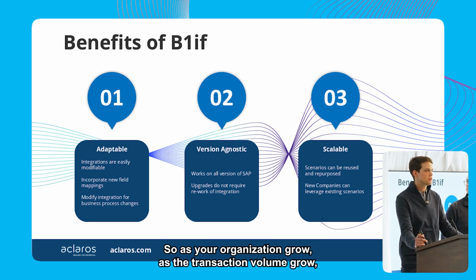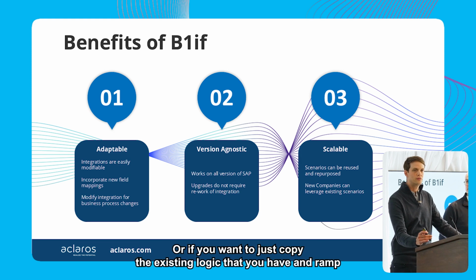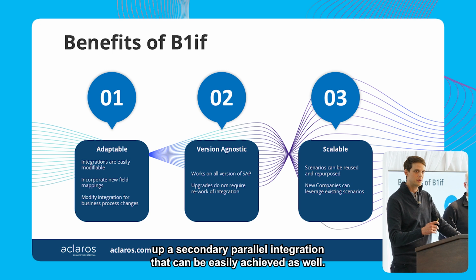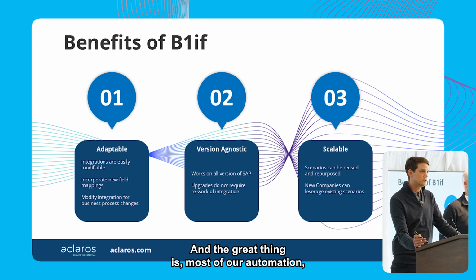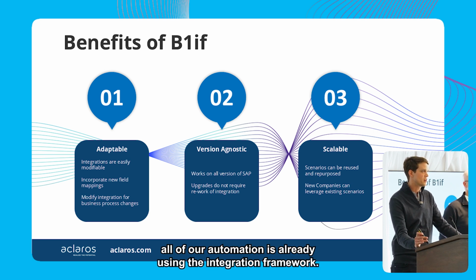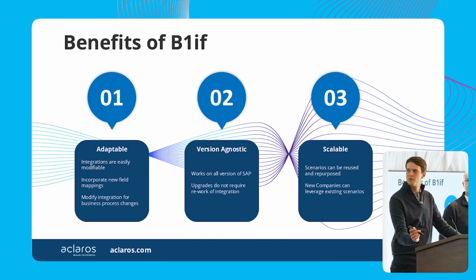Then it is scalable, so as your organization grows, as the transaction volume grows, the Business One integration framework will be able to handle that. Or if you want to just copy the existing logic that you have and ramp up a secondary parallel integration, that can be easily achieved as well. And the great thing is all of our automations already use the integration framework. So this is by default already part of the benefit to you.